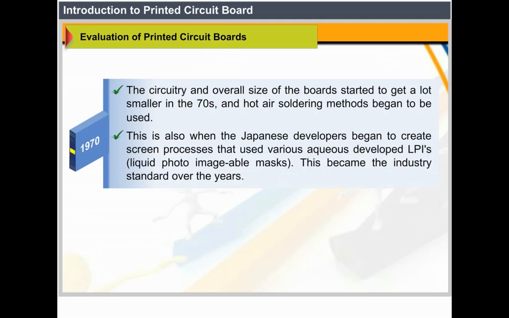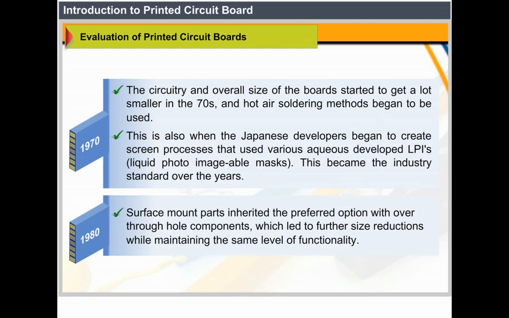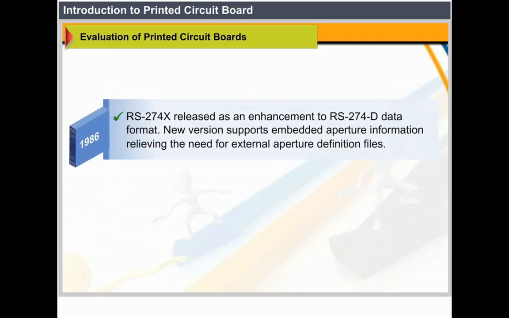1970s. The circuitry and overall size of the boards were starting to get a lot smaller by the 70s, and hot air soldering methods began to be used. This is also when Japanese developers began to create screen processes that used various aqueous developed LPIs, liquid photo-imageable masks. This became the industry standard over the years.